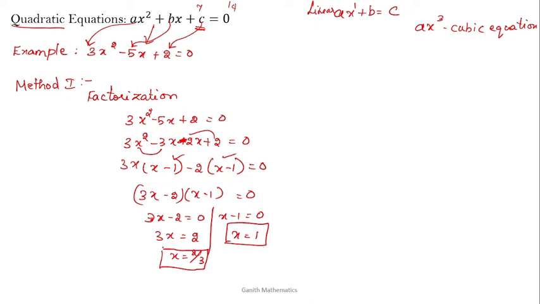Next we are going to see the second method, method 2. I am going to take the same example, 3x square minus 5x plus 2 equal to 0. This we call the tree method. So here you take the multiplication of the first and last term, and here will be the b term. You multiply these two, it will be 6, and the b term is minus 5.